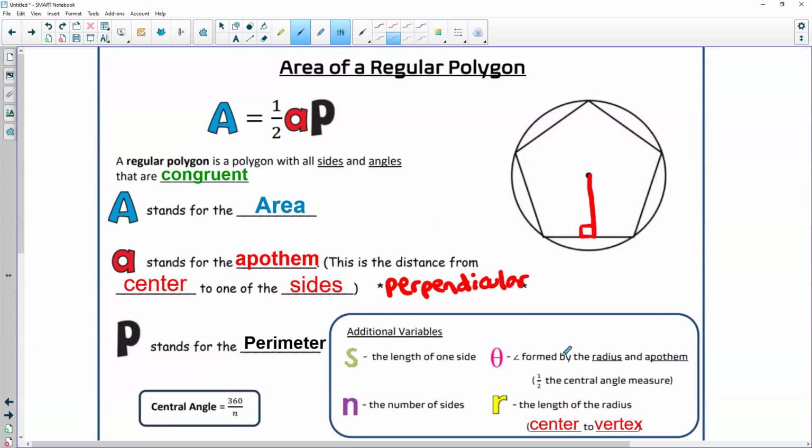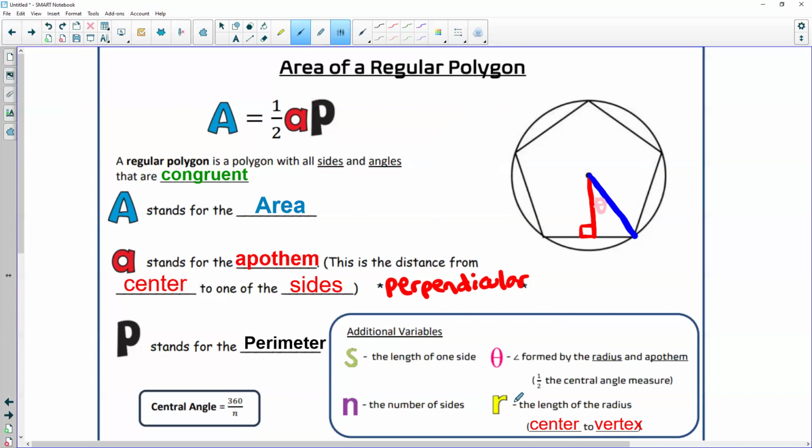Theta is going to be the angle formed by the radius and the apothem. So in this situation here, remember that the red line segment here is the apothem. Your theta is going to be formed by the radius and the apothem. So we can understand here that theta, let's do this here in pink, theta would be located right here. That's theta, this angle. And that angle theta will be half of the central angle. While we're talking about central angle, the way you find the central angle of a regular polygon is by taking 360 divided by n, which n, again, is the number of sides for that polygon.